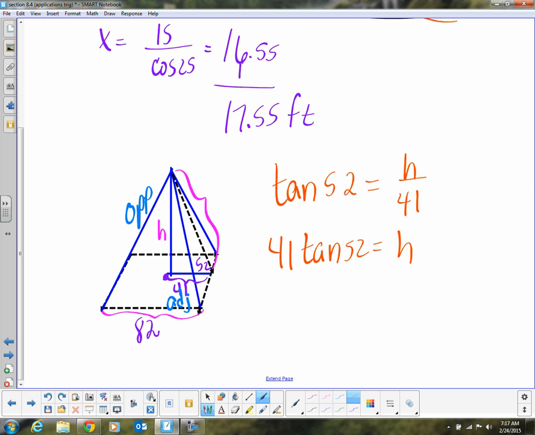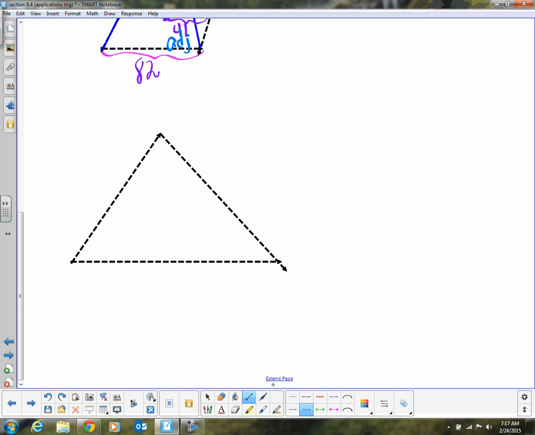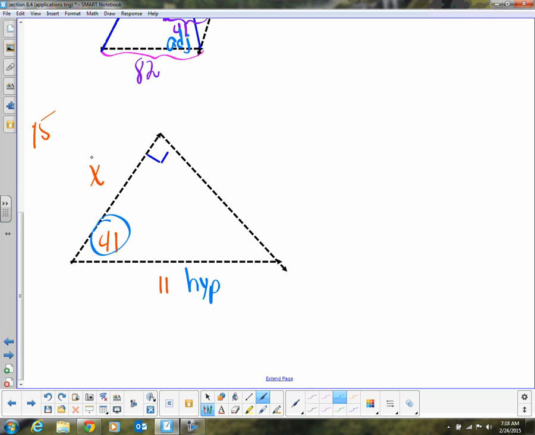Caitlin, which one? 15. So Caitlin, you're going to help me on this one. This is 15. I got to get out of the dotted line. All right, here is our right angle. They have told us that this angle is 41, that this is x, and this is 11. What kind of segment is 11 in this triangle, Caitlin? Okay. Now, with respect to angle 41, what is x?